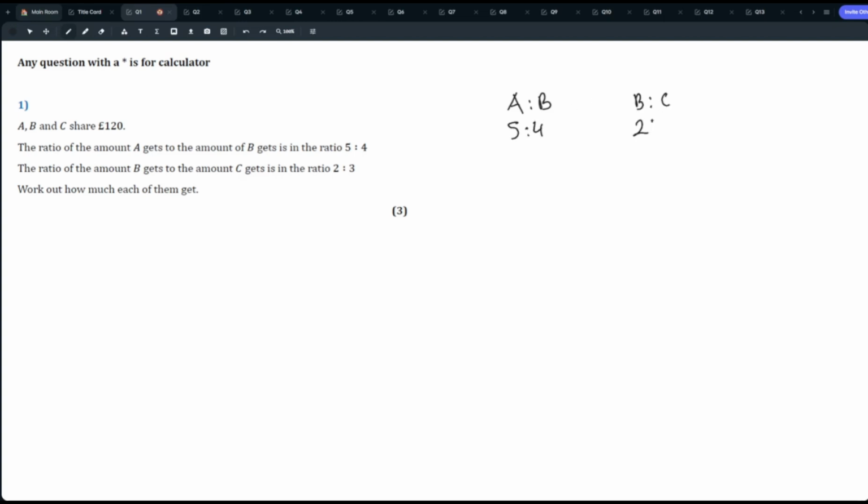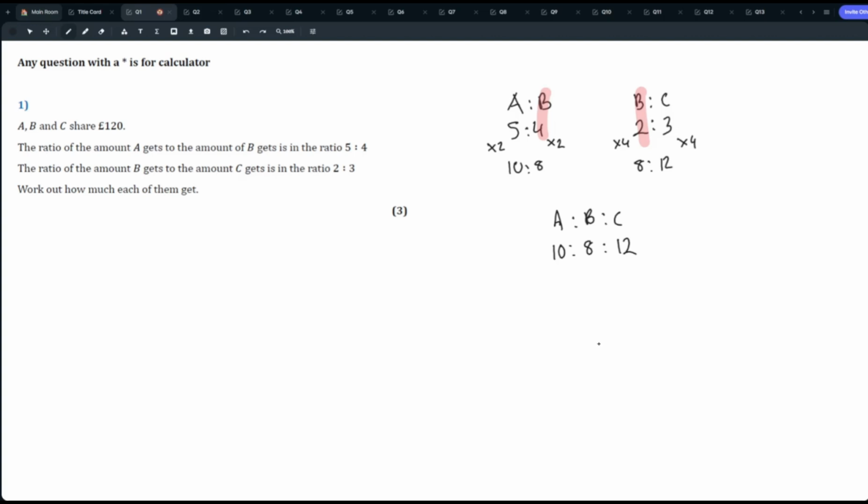Okay, if you have split ratios and one of them is repeated, what we can do is get it all under 1 by finding a common multiple. So a common multiple of 4 and 2 is 8, so I'll times this side by 2 and this side by 4. That gets 10 to 8, and then 8 to 12. So now that B is the same both sides, I can put it all under 1.